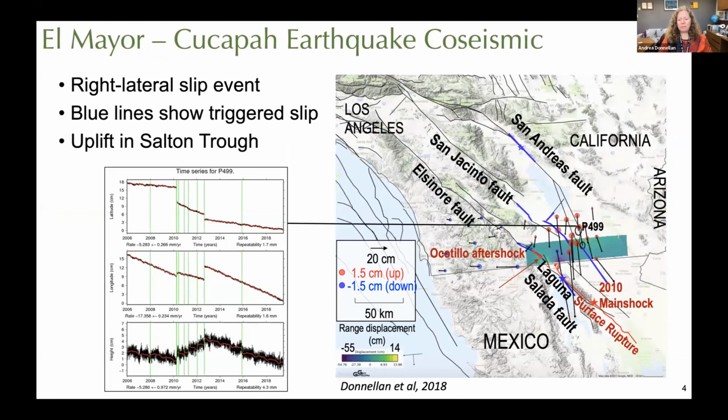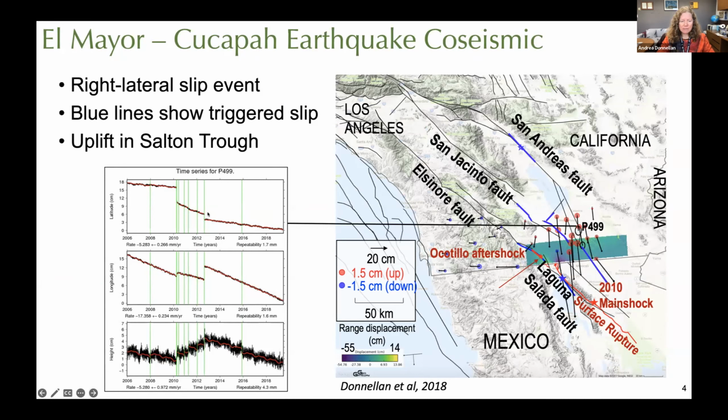There's a lot on this slide, but I wanted to show a couple of things. There was southward motion of the Salton Trough because we had right lateral slip on the El Mayor-Cucapah earthquake rupture. One of the interesting things that happened is the entire Salton Trough uplifted as a result of the earthquake, or during the earthquake. The area to the west flexed downward a little bit, and then we had triggered slip on these blue faults that I've noted here.